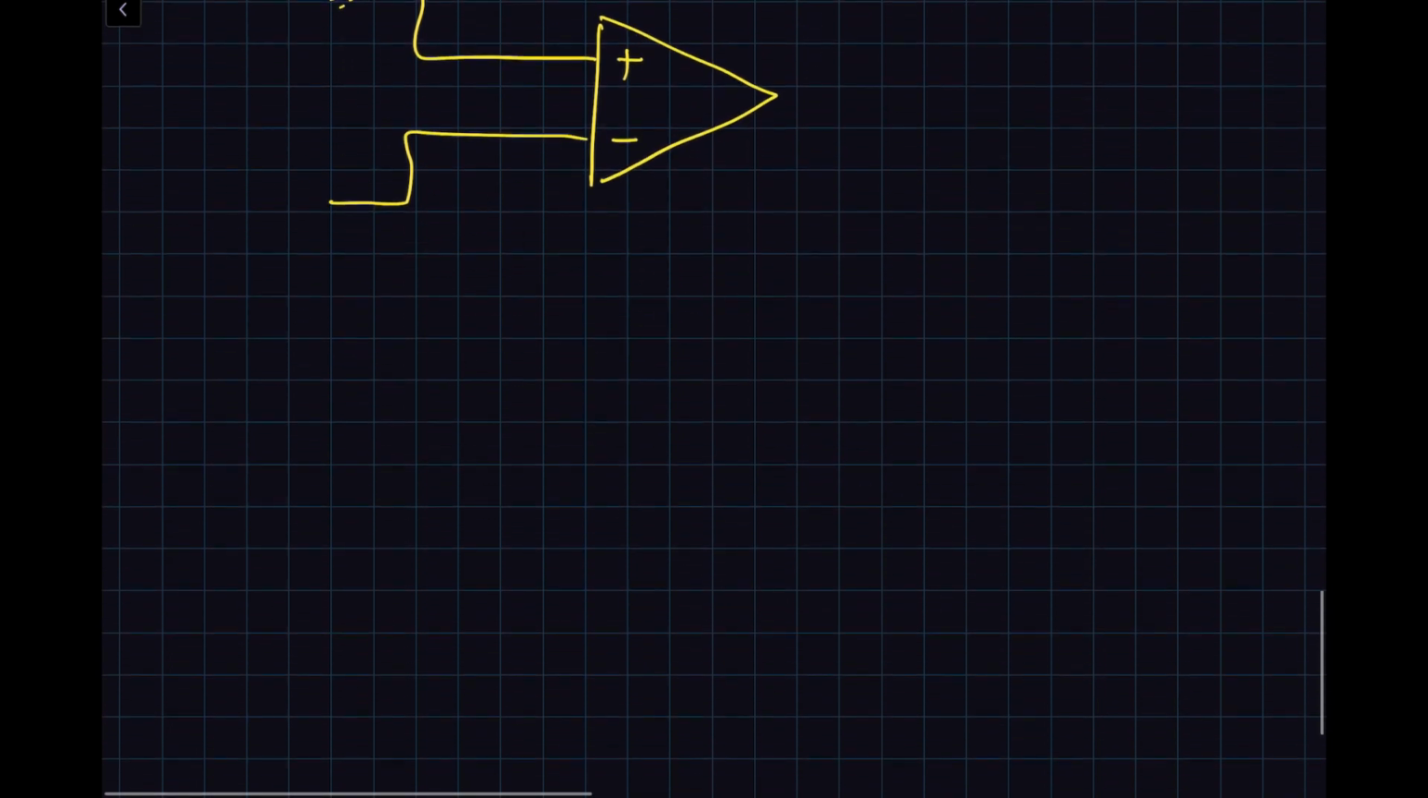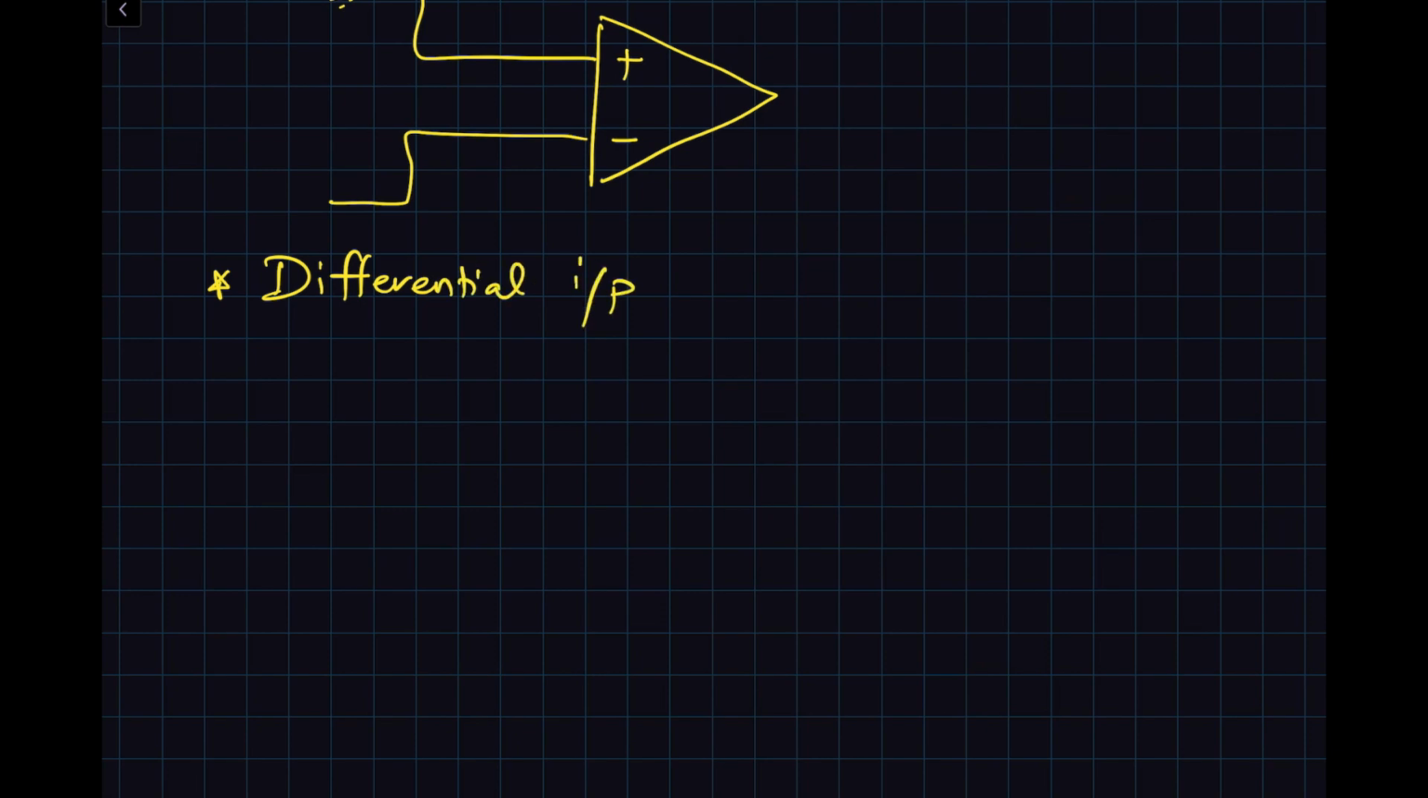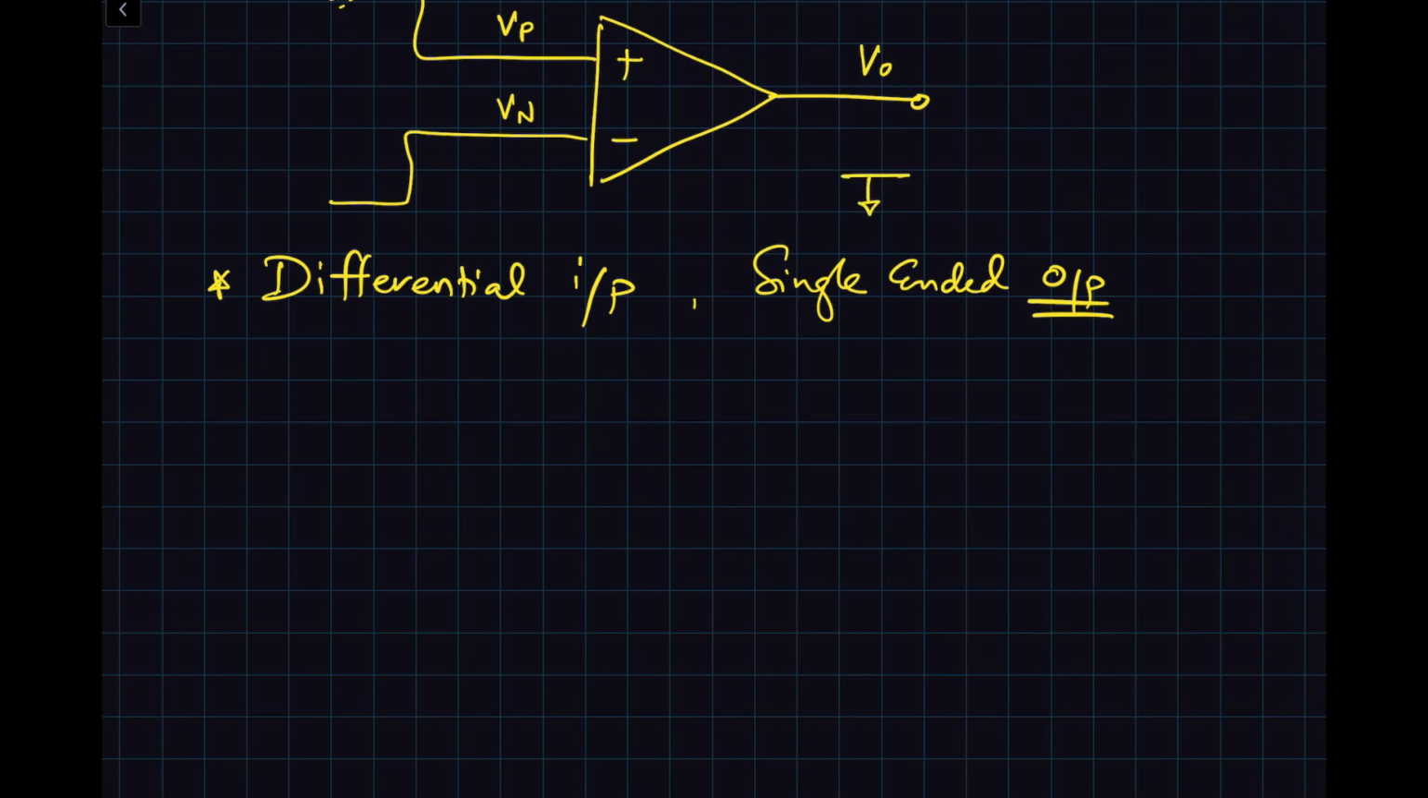Okay, so what we would like to see in the ideal amplifier is a differential input, and then in this particular case a single-ended output. Differential input means the amplifier will process the difference between these two signals, these two leads, for example Vp and Vn. And single-ended output is just a single output in this particular case, and this output will be referenced to some ground.